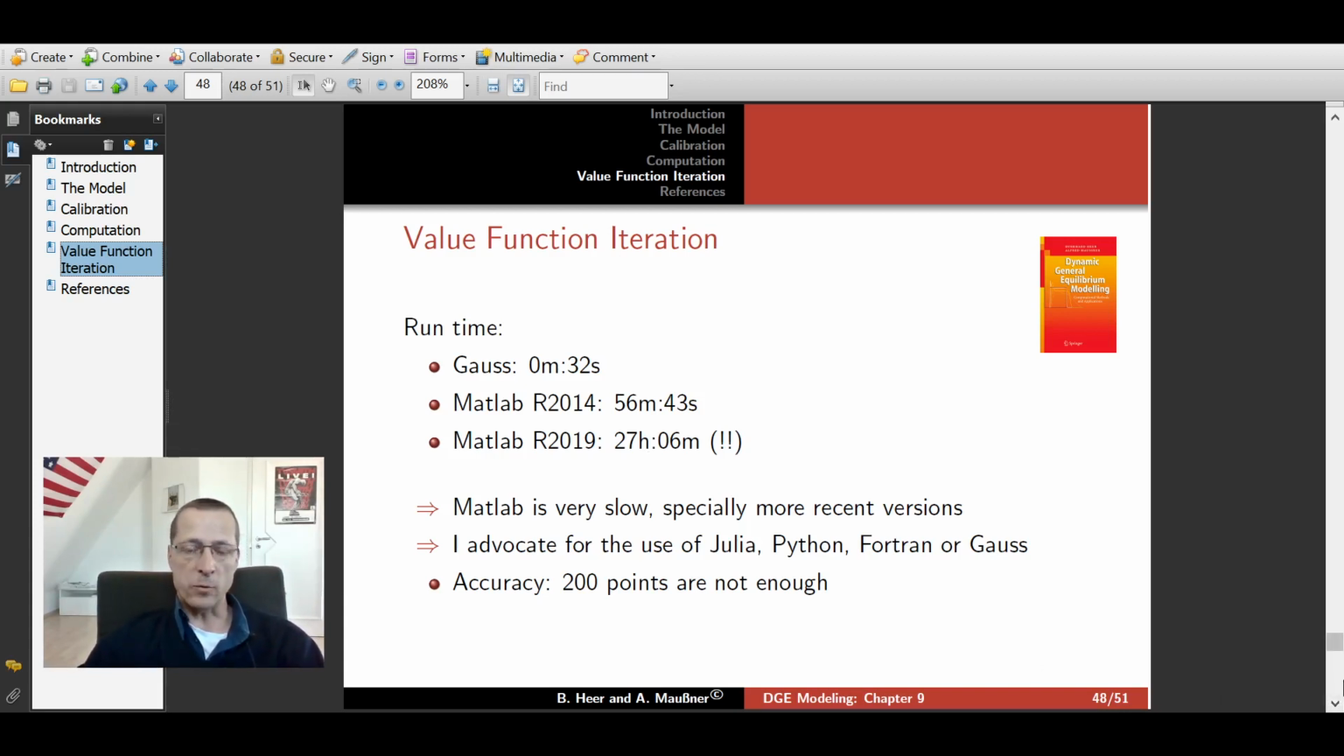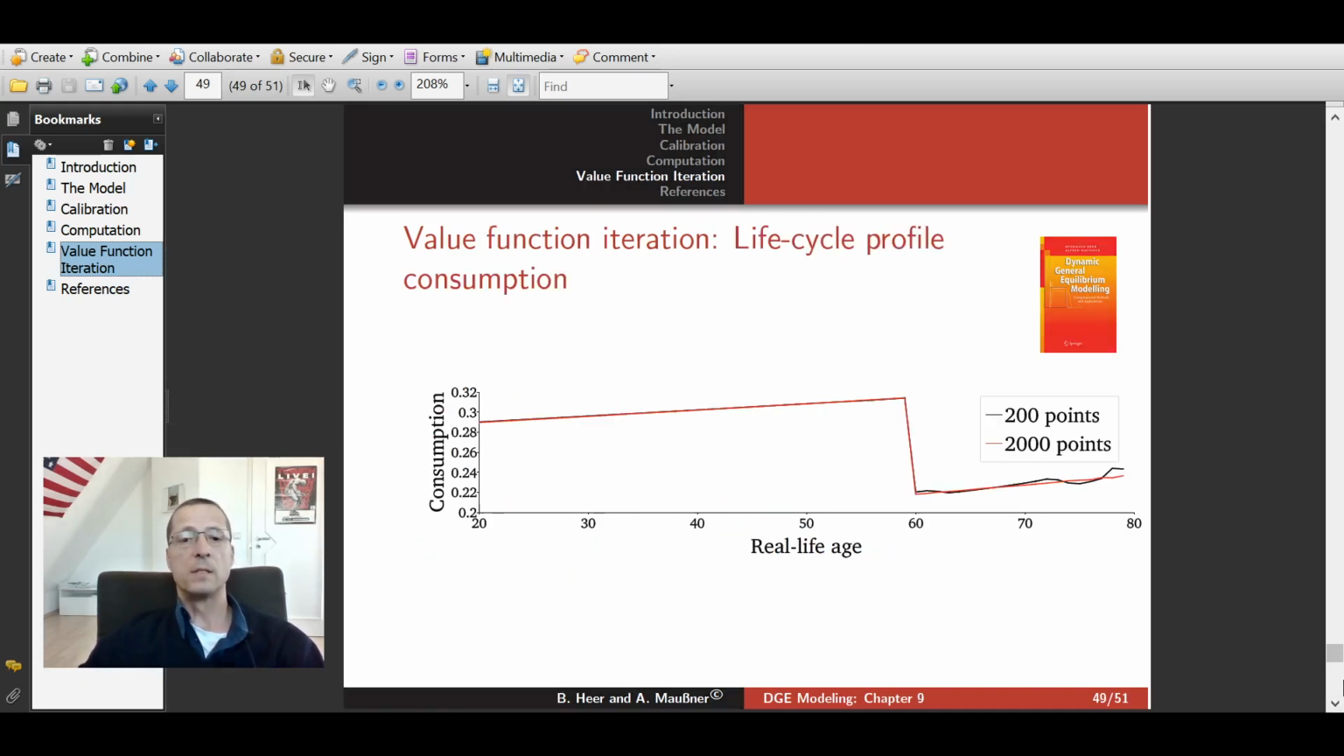Now let's look at the accuracy, and therefore I have graphed the consumption function here for 200 grid points, which is the black line here. And as you can see, it still oscillates in old age from year 60 on. And I have to increase the individual asset grid to 2000 points to get a smooth linear function of old age consumption.